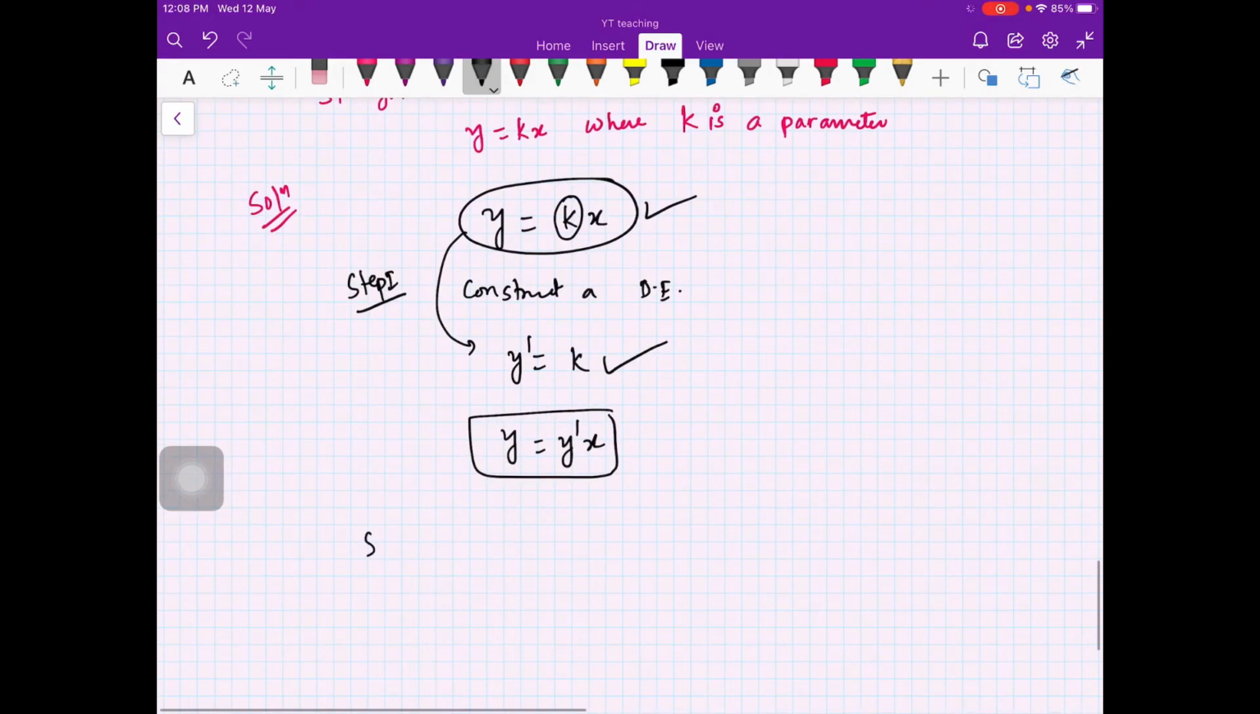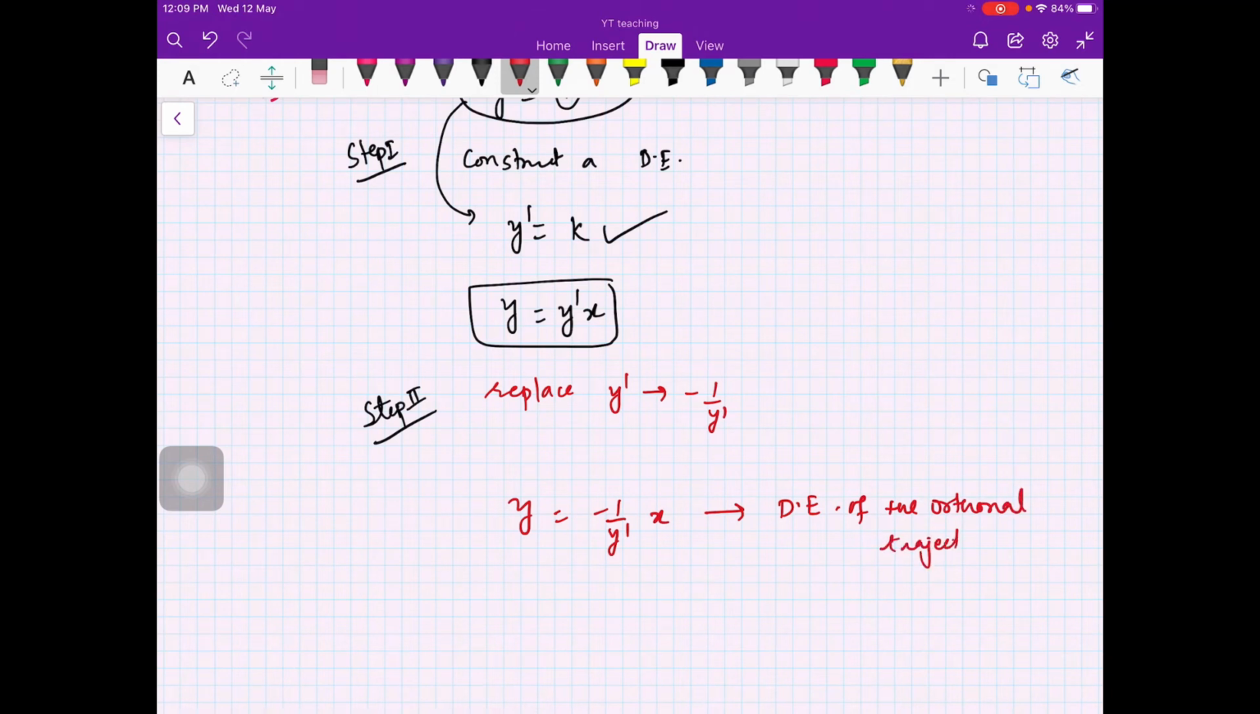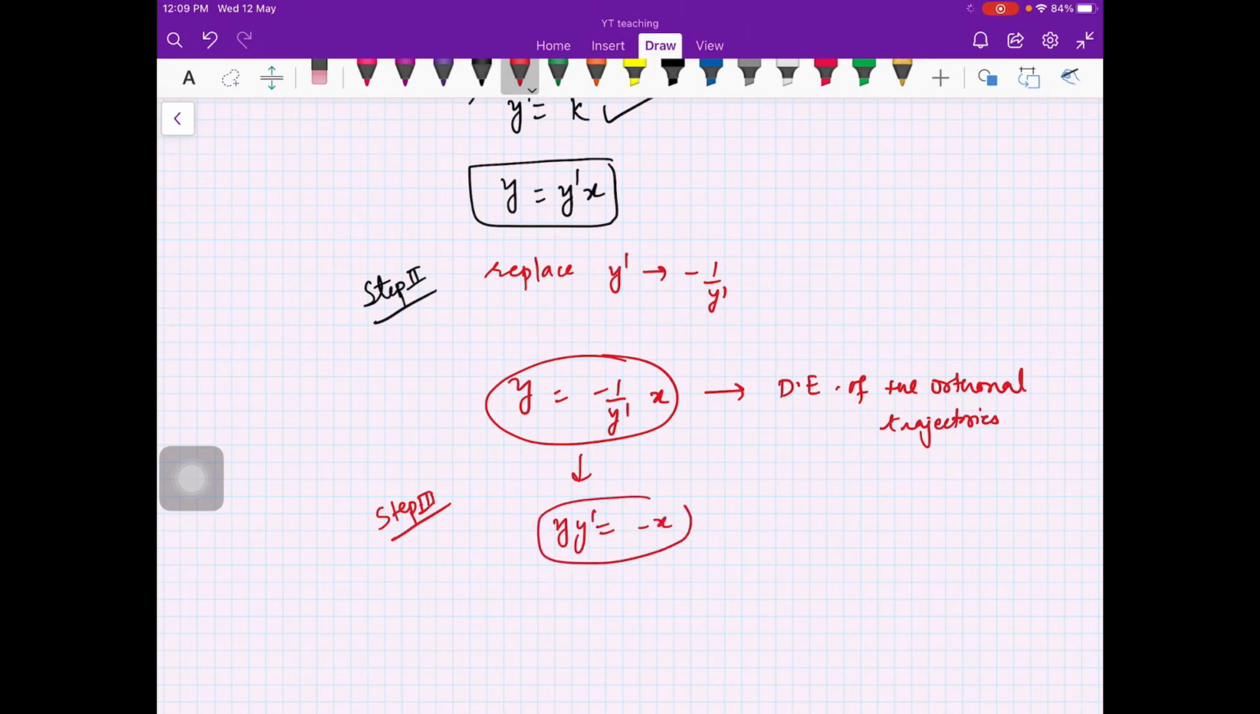Right. Now step 2 was to replace y dash with -1 by y dash. So this becomes y is equal to -1 by y dash x. This is the differential equation of the orthogonal trajectories. Okay, now you just solve this equation. Step 3 was to solve it. So this is y dash is equal to -x. So this is variable separable.